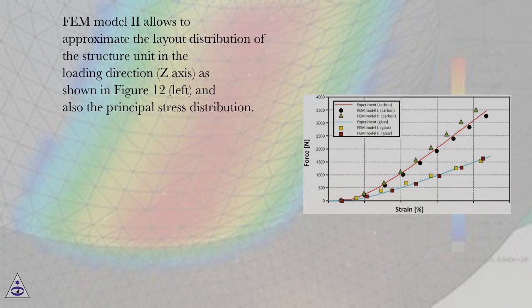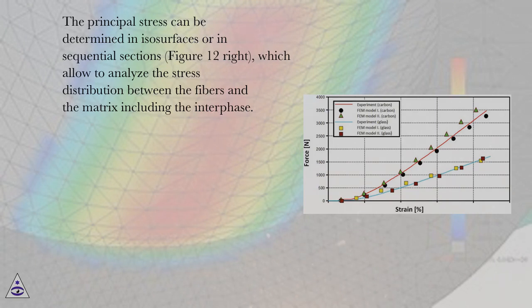FEM model 2 allows to approximate the layout distribution of the structure unit in the loading direction, z-axis, as shown in figure 12, left, and also the principal stress distribution. The principal stress can be determined in isosurfaces or in sequential sections, figure 12 right, which allow to analyze the stress distribution between the fibers in the matrix including the interphase.